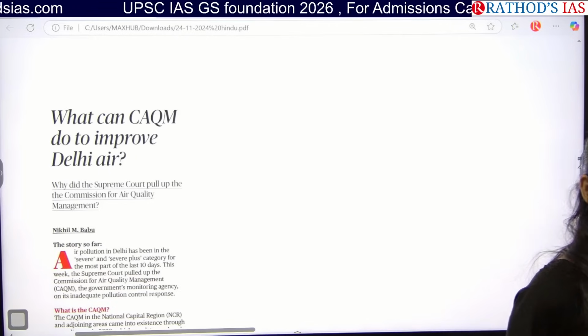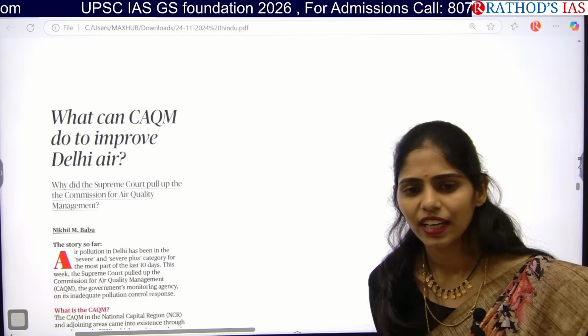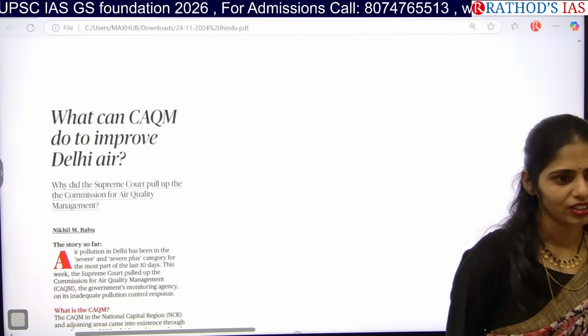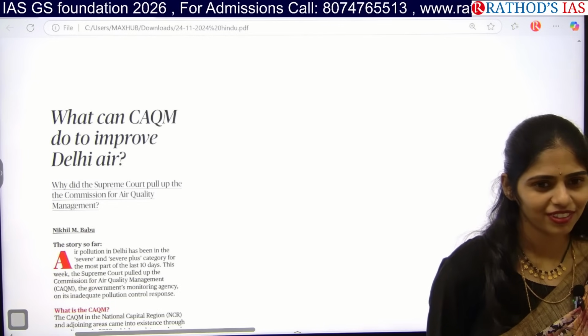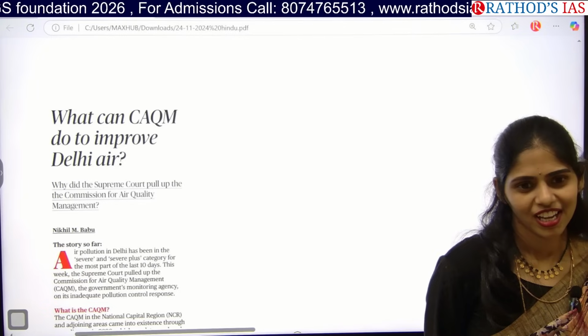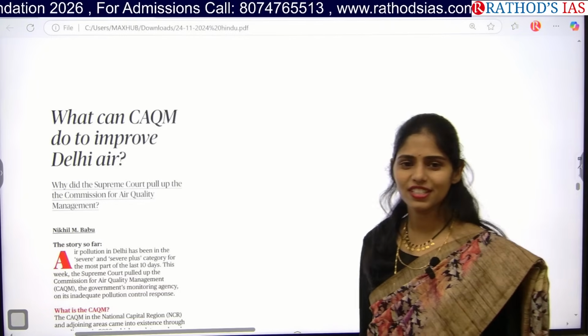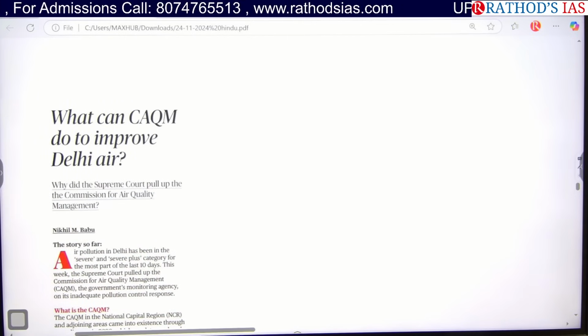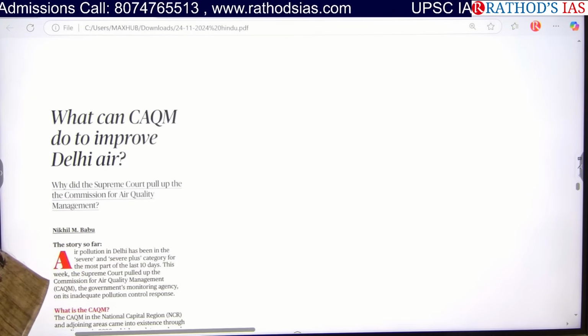From when, or which year, are we considering the air quality index in Delhi? 2000? Not 3, not 4. In 2016, we formed the CAQM. Okay, what is the CAQM? What are the functions of the CAQM?